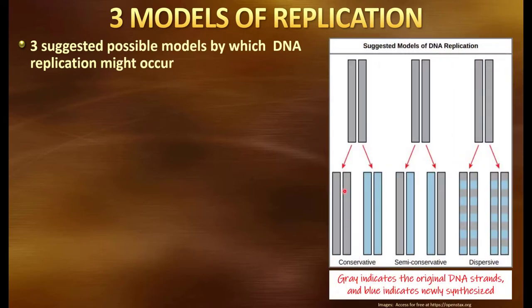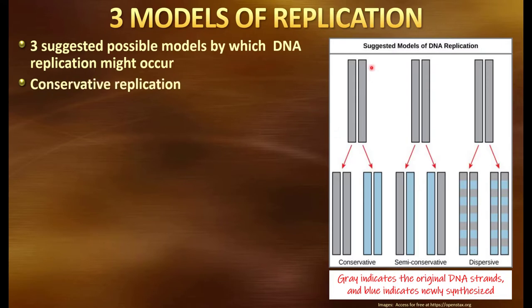In this diagram, the gray strand represents the parental strand, or the original strand, and then the blue is a newly built strand. So anything that is built with new nucleotides is blue, and anything that was an existing DNA nucleotide or strand is in gray. There's three possible ways. One is conservative replication.